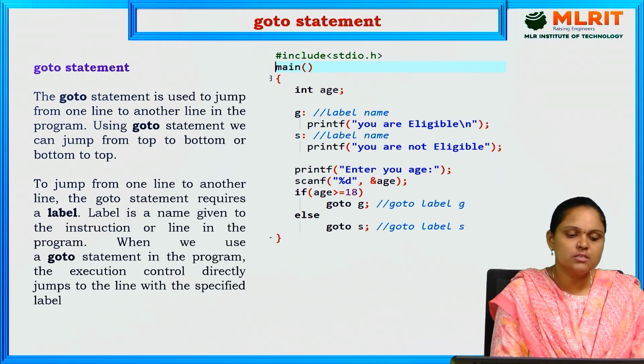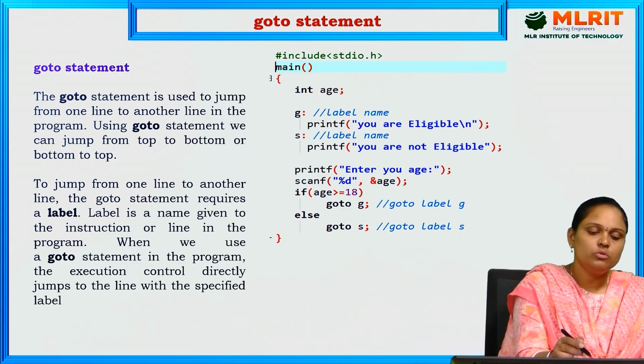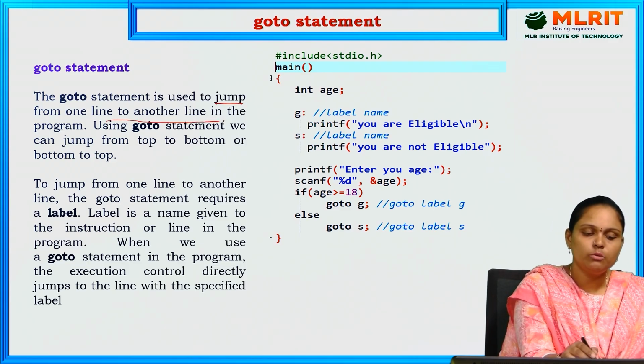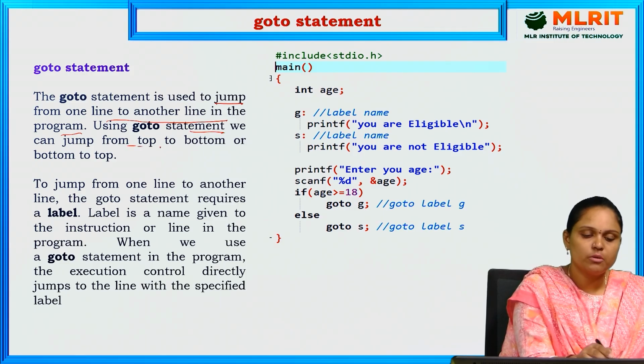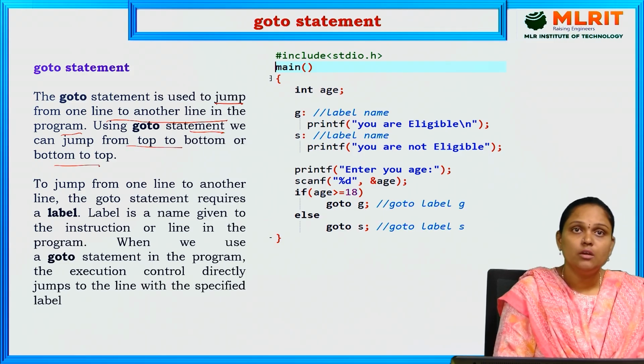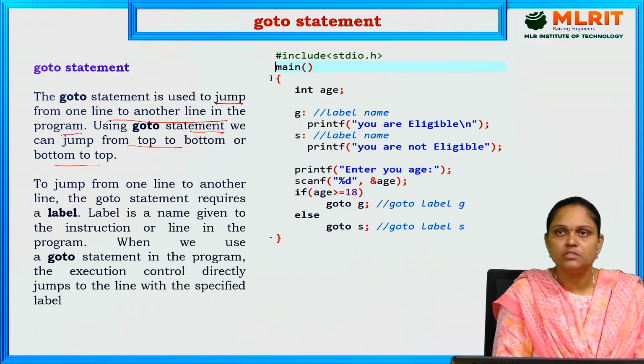And the next is the goto statement. The goto is used to jump from one line to another line in the program. With the goto statement we can jump from top to bottom and also from bottom to top. We can do a reverse jump and also a forward jump.